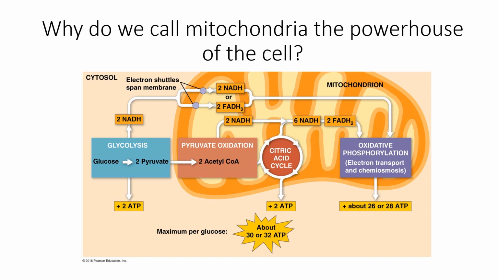increase the surface area of the membrane. And the reason that we want to increase the surface area is so that we can have as many of these electron transport chains and ATP synthase embedded in that membrane as possible within the mitochondria. So this mass production of ATP happens thousands of times within one mitochondrion, and overall, that is why we call the mitochondria the powerhouse of the cell.